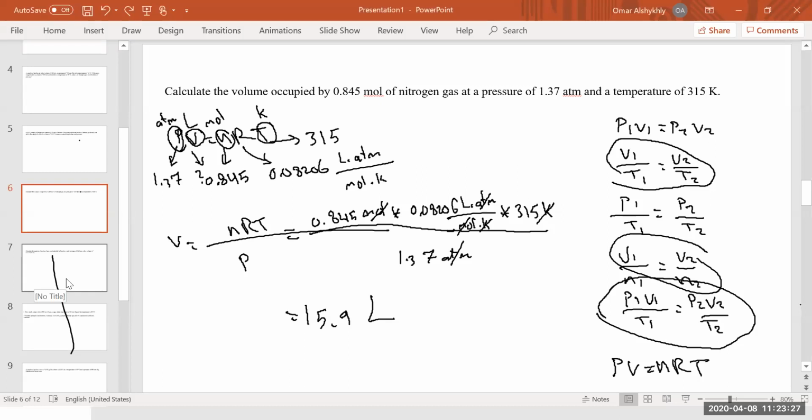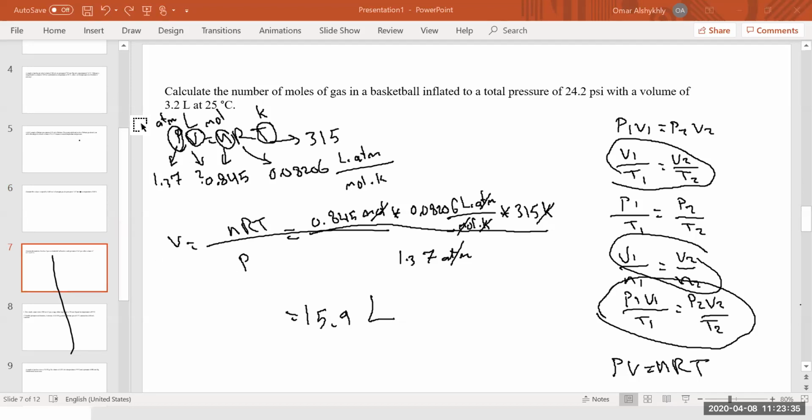Let's go to another example. Calculate... okay, we already did this. Okay. Let's see this example right now.